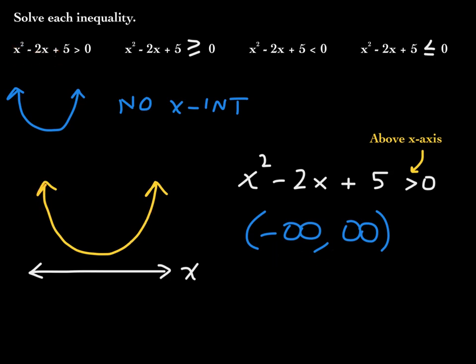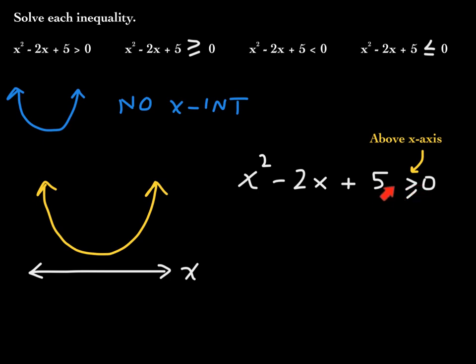Let's go for the next one. Greater than or equal to 0. Now, this one is non-strict, so that means it's greater than, above the x-axis, or even if it hits the x-axis, that's okay. This parabola never hits the x-axis, but it does satisfy the first part of that symbol, which means it's above the x-axis.